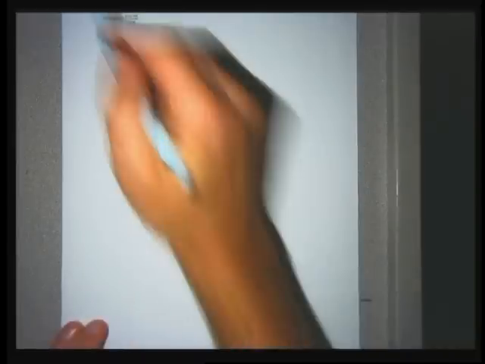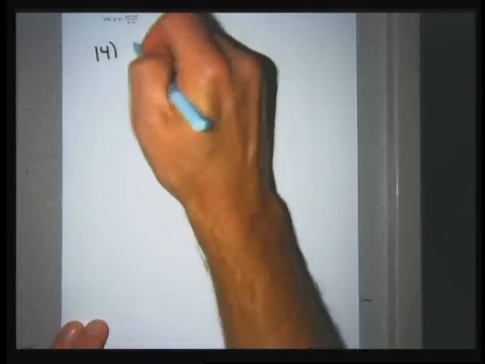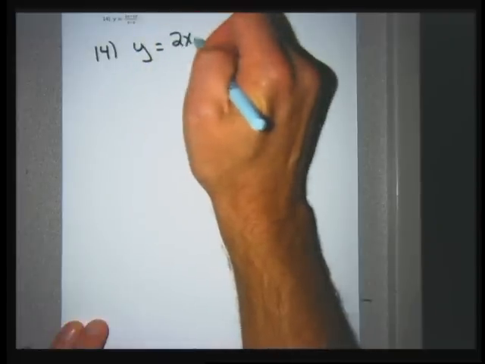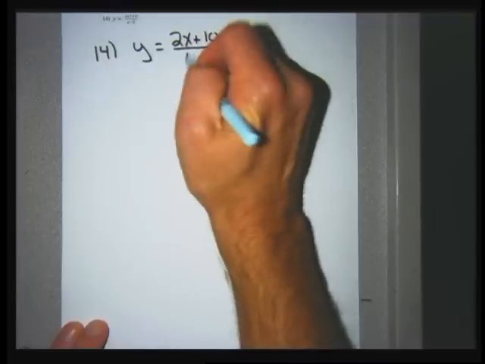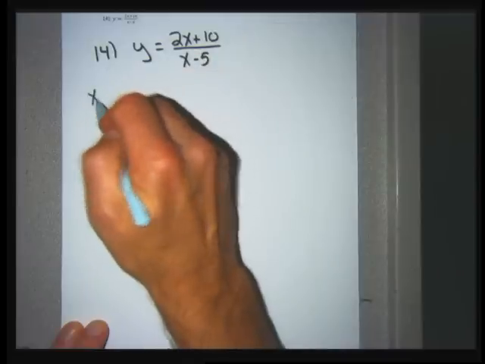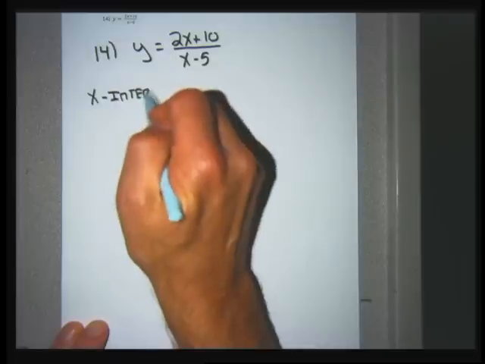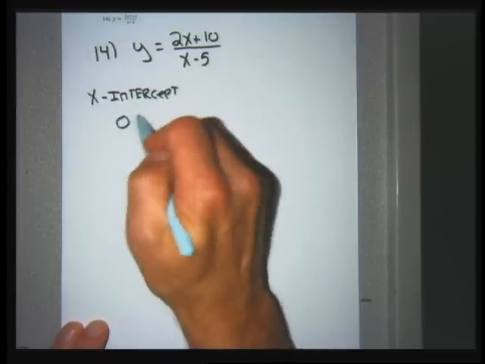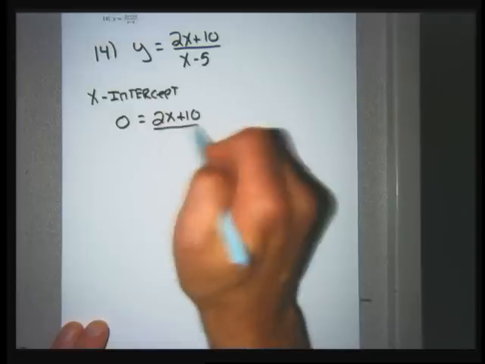So 14 wants me to find intercepts for a fraction. It turns out that to find the x-intercept, it's going to be sufficient just to set the numerator equal to 0. But I'll pretend I didn't know that. So finding the intercepts involves plugging in zeros. The first intercept I'm going to find is the x-intercept. And to do that, I let y equal 0. So this gives me 0 equals (2x plus 10) over (x minus 5).